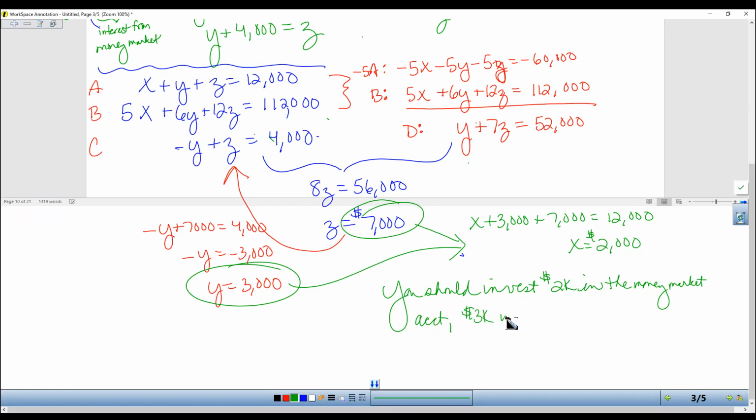3,000 in the bonds. You don't have to say municipal bonds. And 7,000 in the mutual funds. That's what the answer should look like.